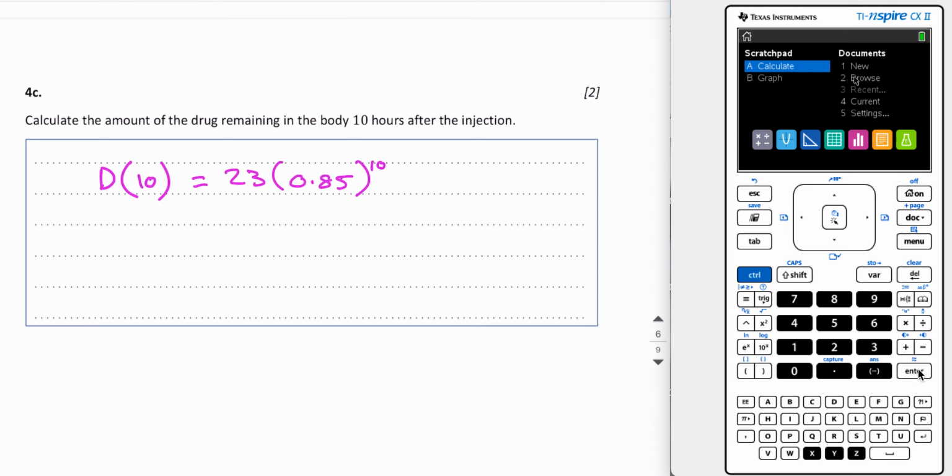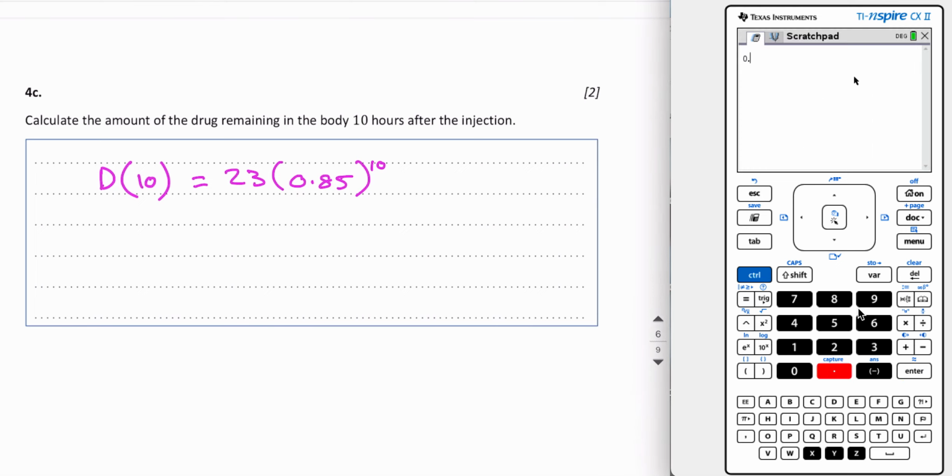So we're in the calculator. We're going to do 0.85 to the power of 10, press enter, and then we're going to multiply that by 23. Our unrounded answer is 4.5281113, which is going to leave us with a value of 4.53 milligrams to 3 significant figures.